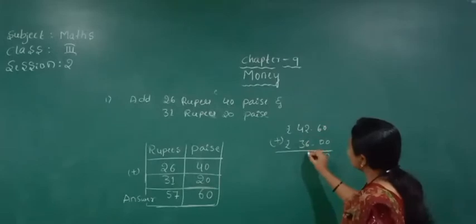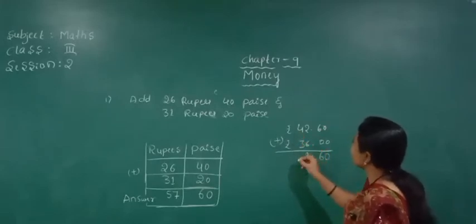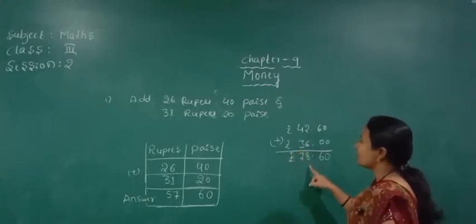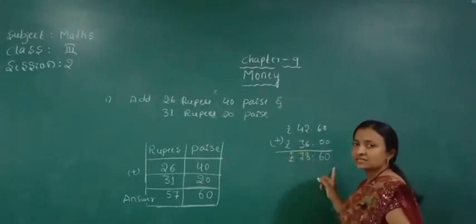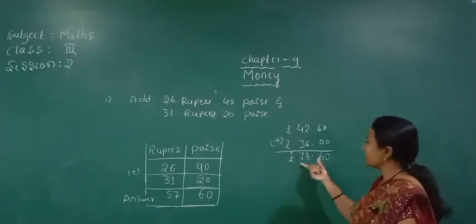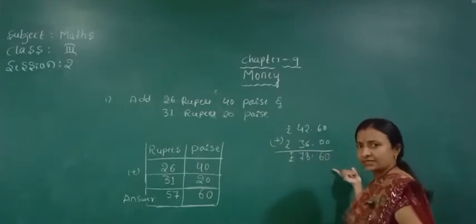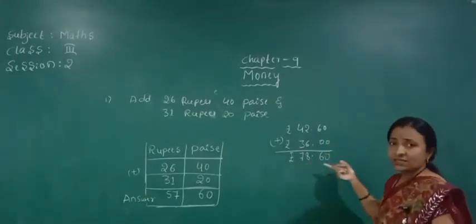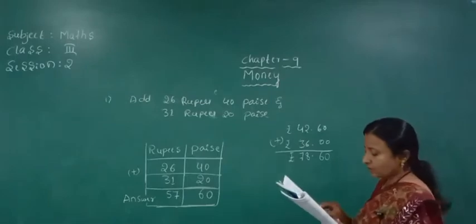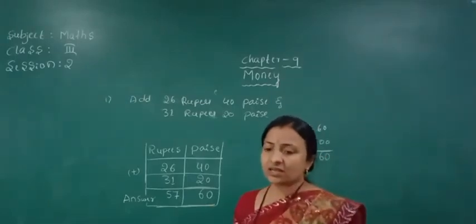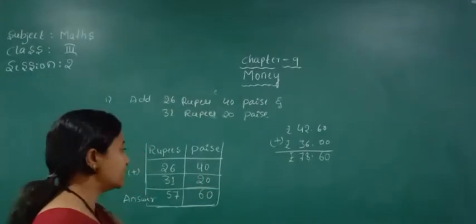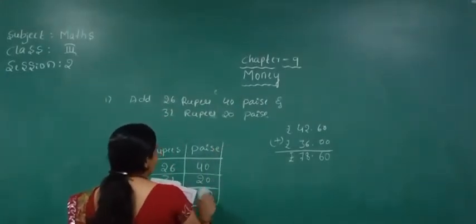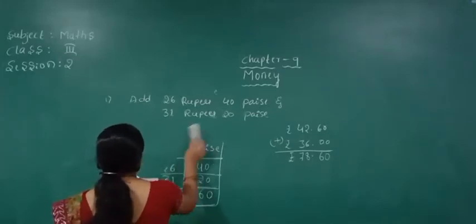After that we start the rupees column. 2 plus 6 is 8. 4 plus 3 is 7. The total amount is 78 rupees 60 paise. Understood? Same way, whatever money is given here, we will add the total. First we add paise to paise, then we add rupees to rupees. Okay, we can get the answer.